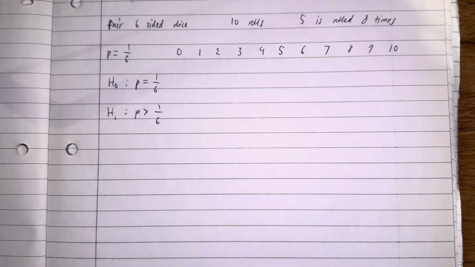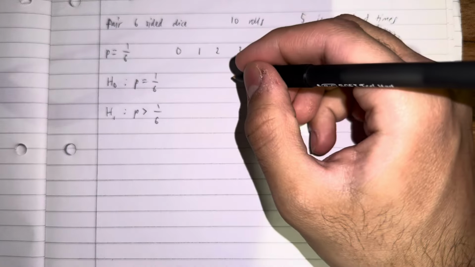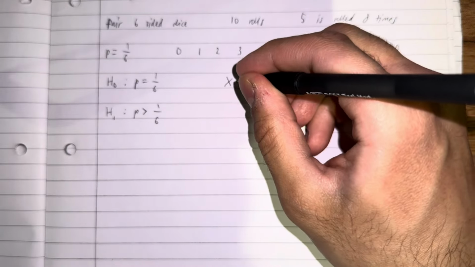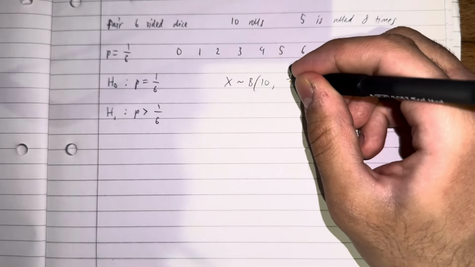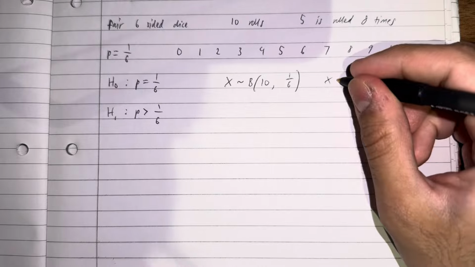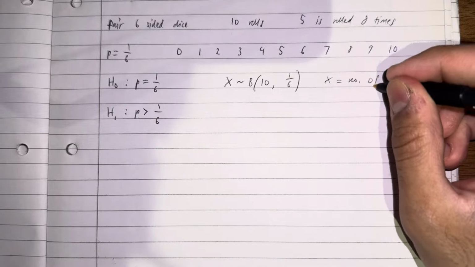Now, since rolling a dice for the number 5 has 2 outcomes, either getting a 5 or not getting a 5, and each roll is independent, we can model this with a binomial distribution. So let's say x is distributed binomially with the number of trials 10 and the probability of success 1/6, where in this case x is equal to the number of 5s that we roll.